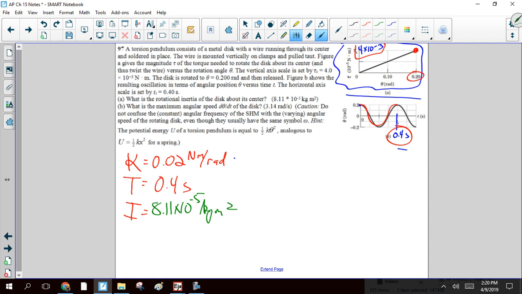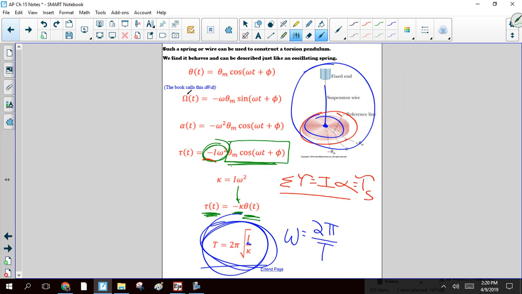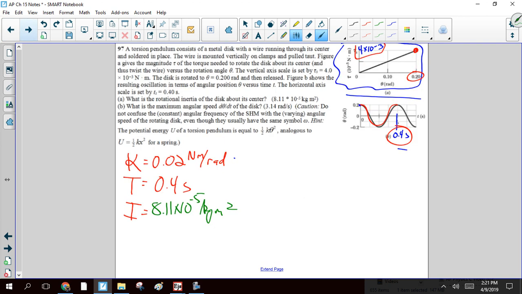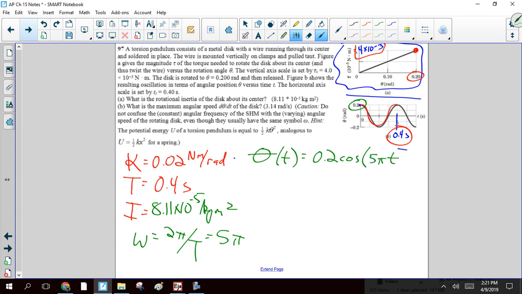There are a couple of ways of doing this. You can either do it using energy, or you can do it using derivatives. You could definitely do it using this. You know your phase constant is, you know what, let's just do it. This is going to be a long video, sorry, buckle up. Here's what we know. Theta at time t is theta max, which is 0.2, times the cosine of omega t. Omega is 2 pi over T, so that's 2 pi over 0.4, which is 5 pi. So 5 pi times t, and notice my phase constant is 0 because I'm starting at the max. Cool.